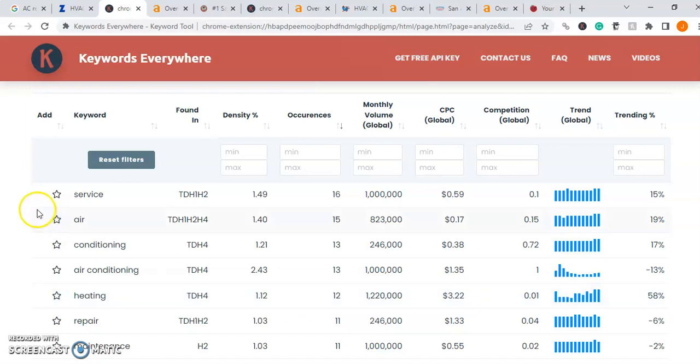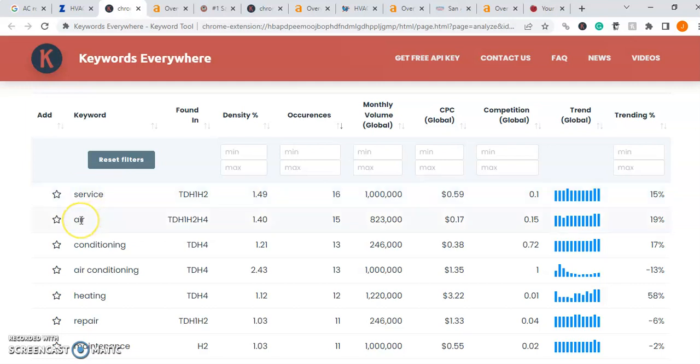So number one keyword, I always recommend being very industry specific. So service isn't the greatest number one keyword. I would bump that down because it's not very specific. I would actually bump air up to number one. That seems to be one of the most popular amongst AC repair companies, or I would put AC.